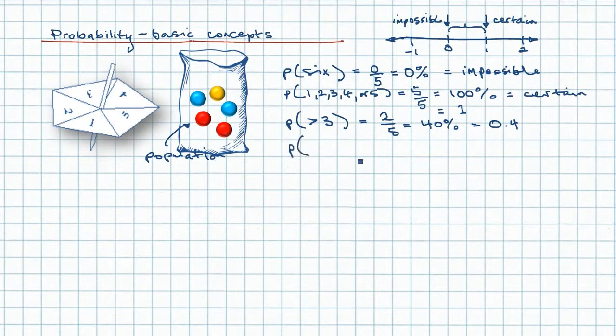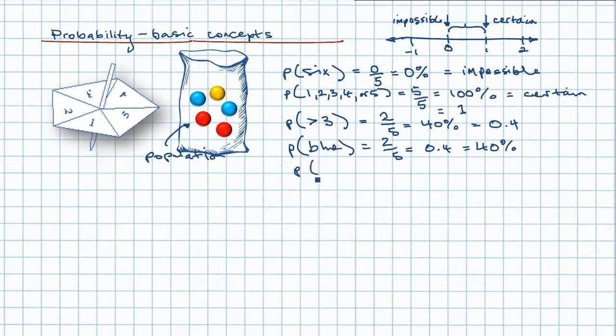And so what have we got? Let's ask for the probability of getting blue. There are 2 blues out of 5 possibilities. So again, we've got 0.4 or 40%. So pretty straightforward so far.